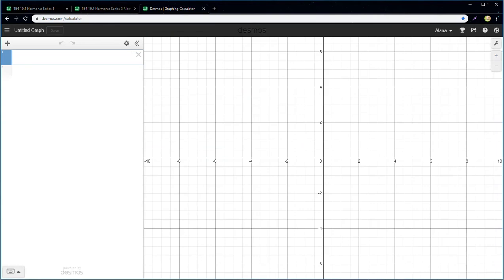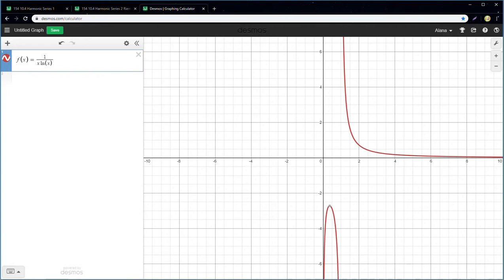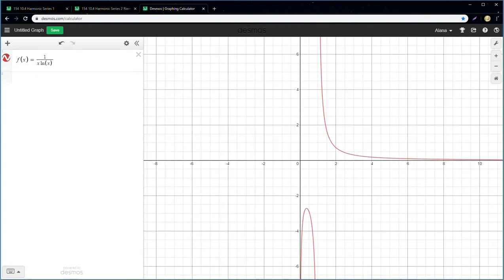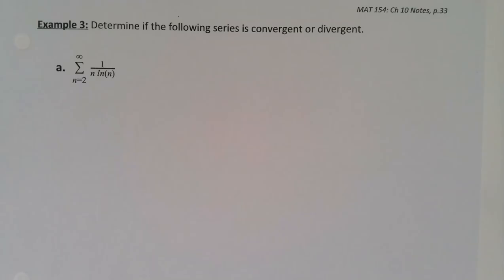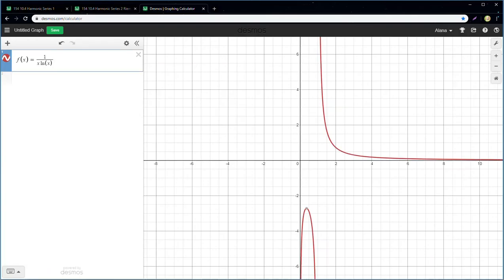Okay, so I want to graph 1 over x natural log of x, right? Because I want the function to match the sequence that's inside the series. So I'm going to let f of x equal 1 divided by x natural log of x. I don't really care what it's doing over here. That's irrelevant, especially since the series starts at 2. So I'm only going to look at this graph for x greater than or equal to 2, and I don't care about the rest of it.